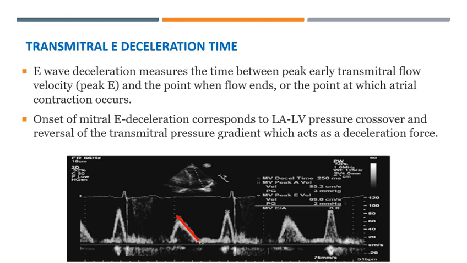Transmitral E deceleration time. E-wave deceleration measures the time between the peak early transmitral flow velocity, peak E, and the point when flow ends or the point at which atrial contraction occurs. Onset of mitral E deceleration corresponds to left atrial to left ventricular pressure crossover and reversal of the transmitral pressure gradient, which acts as a deceleration force.